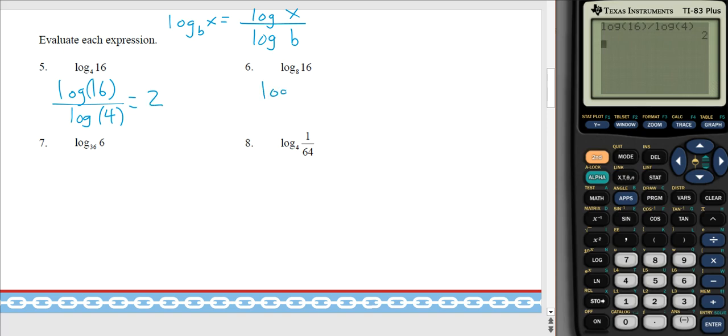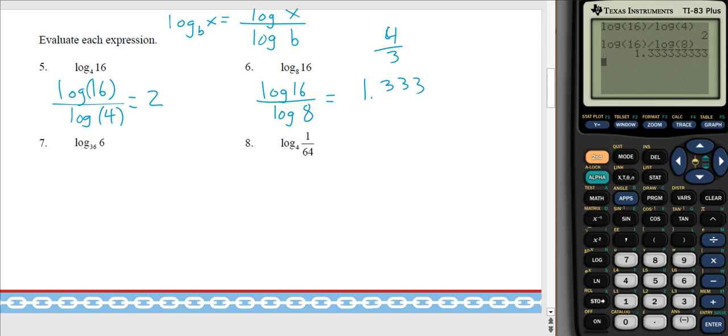Number 6 is going to be log of 16 over log of 8. Right? That b value, that base, stays on the bottom. And so here I have log of 16 divided by log of 8. And I get 1 1/3, which can be represented as 4/3. Either way, good enough. But if we do have to round, we're going to go to 3 decimal places.